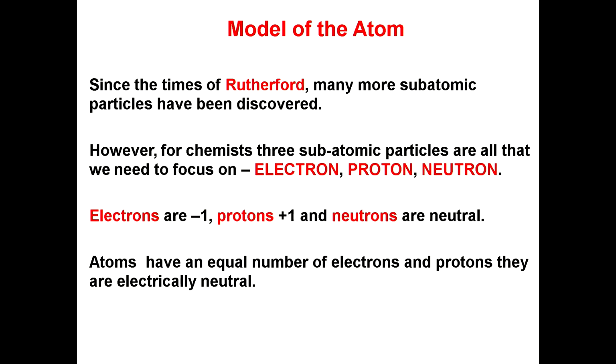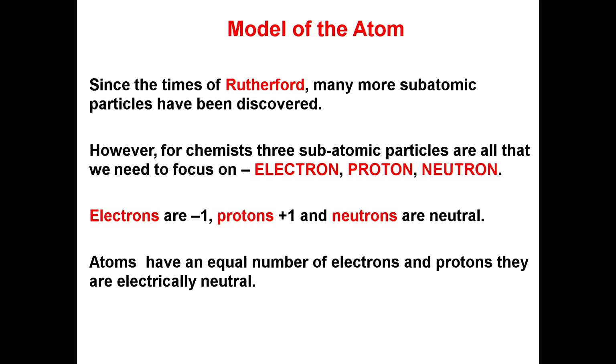And then people found more particles after the time of Rutherford. Basically there are three particles we need to focus on: the electron, proton, and neutron. The electron, we know, has a -1 charge, the protons have a +1 charge, and the neutrons are neutral.